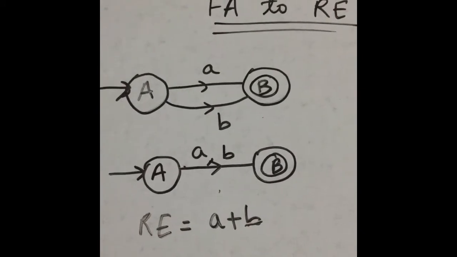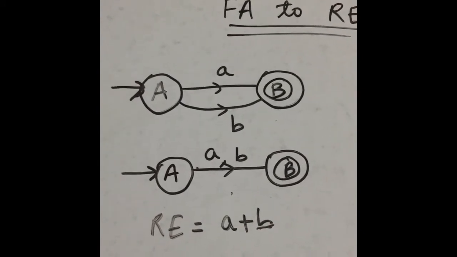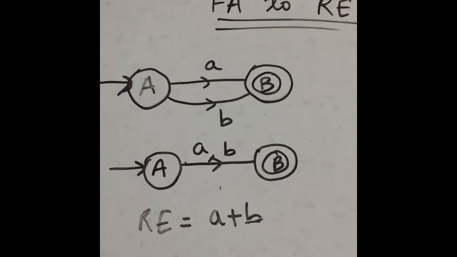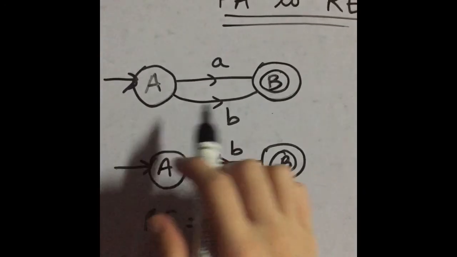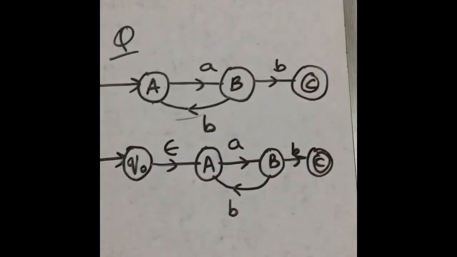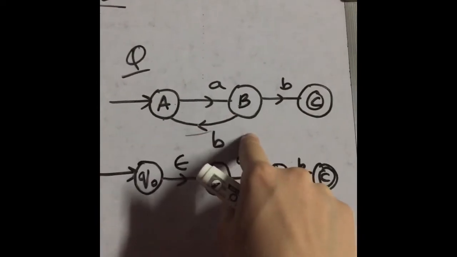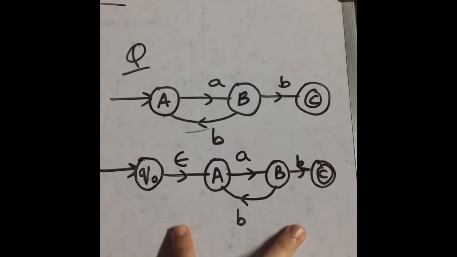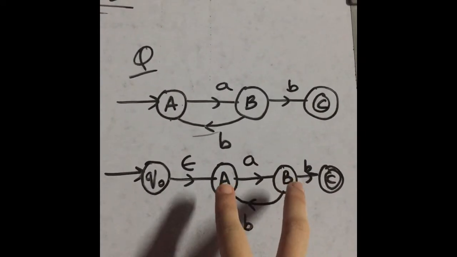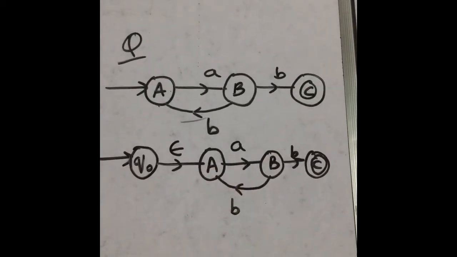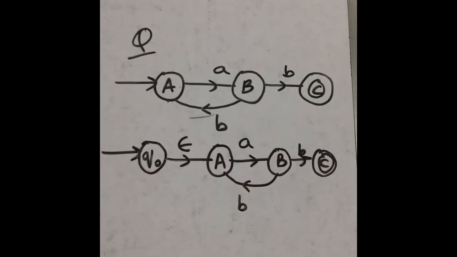I already told that in the last finite automata, after simplifying, only two states are remaining, initial and final. But in this there are four states, in which two states are neither initial nor final. So we should remove these two states. So how do we remove these two states?